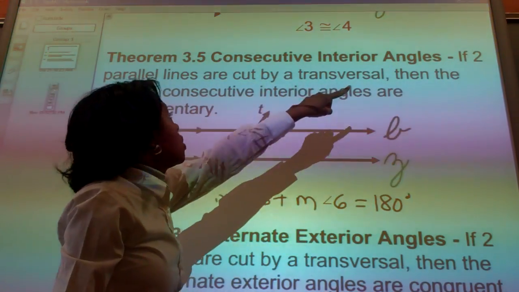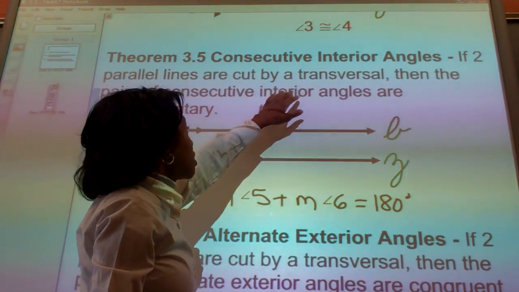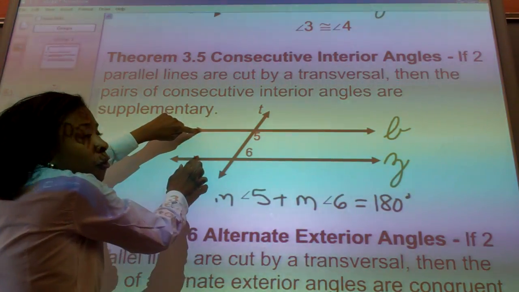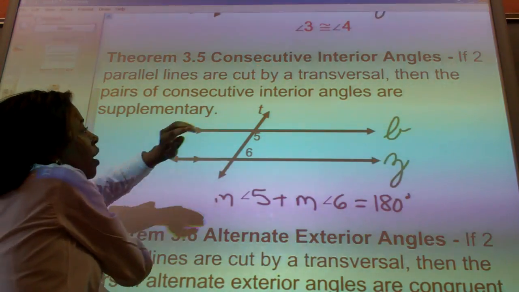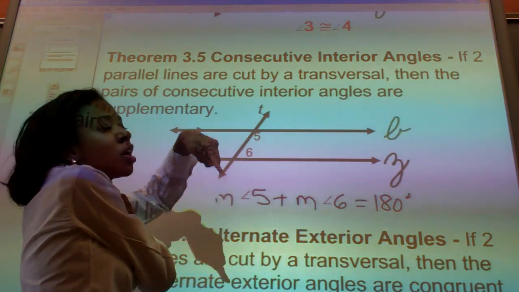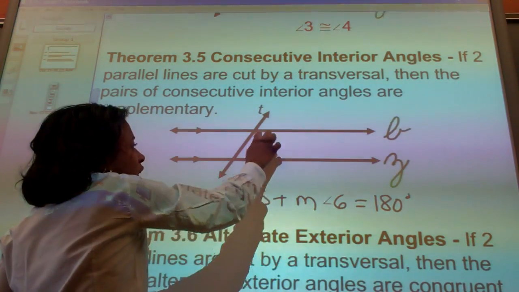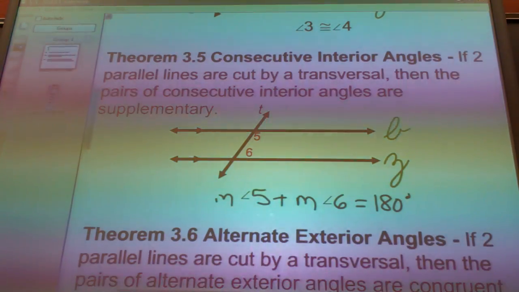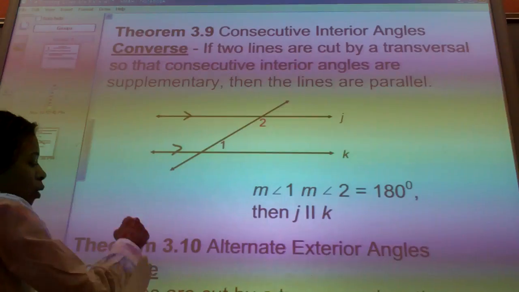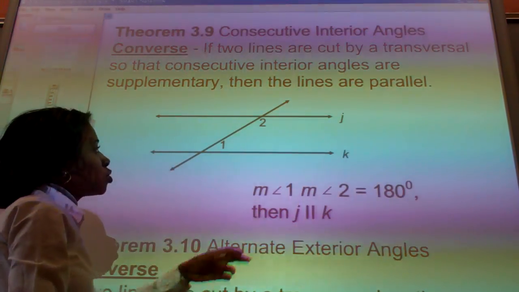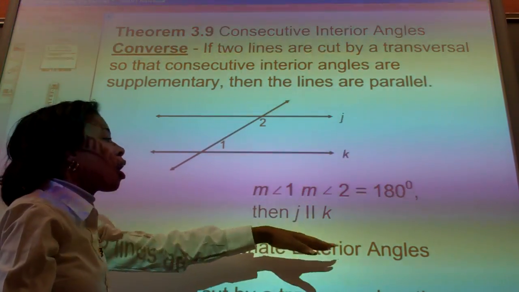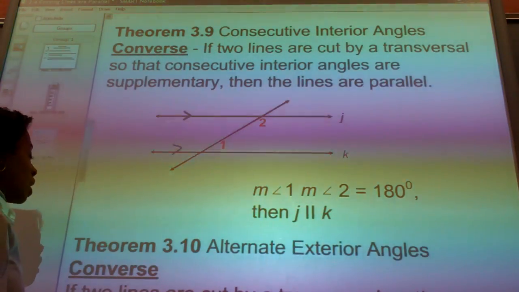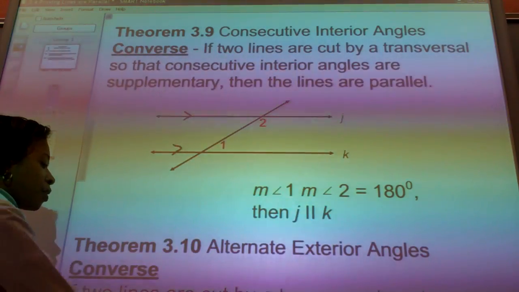It said if two lines are cut by a transversal, two parallel lines are cut. We were told up front that the two lines were parallel and they're cut by a transversal. Then we could say that the two consecutive angles will equal 180 degrees. Now in the converse, I don't say that. I say up front that I have two consecutive angles that we know are equal to 180 degrees, therefore meaning that my two lines, J and K, are parallel.